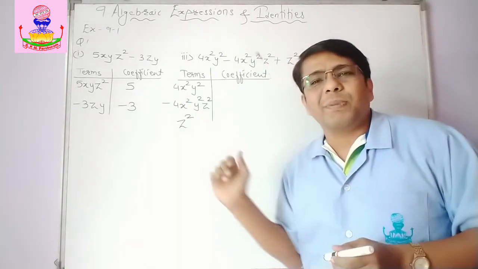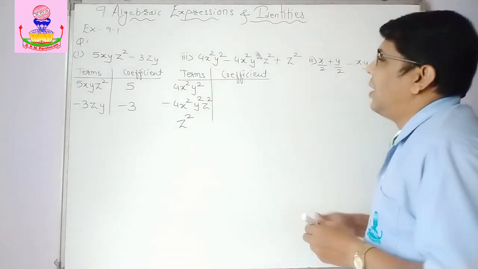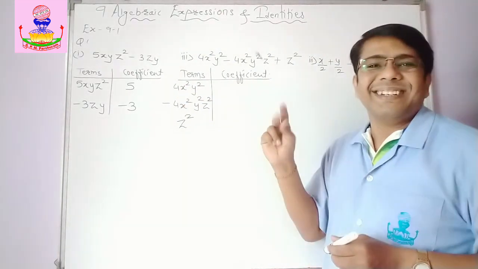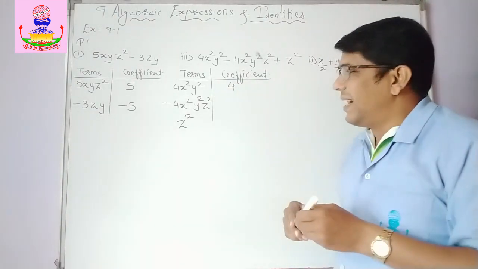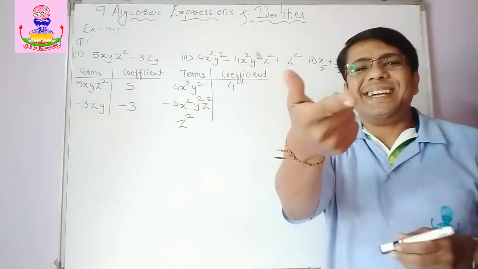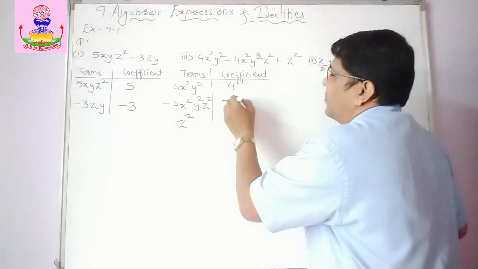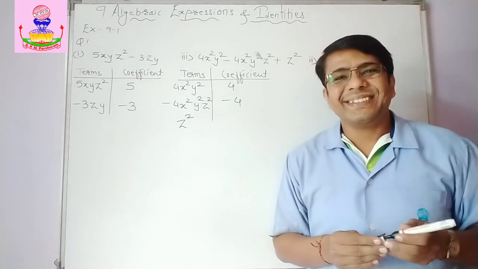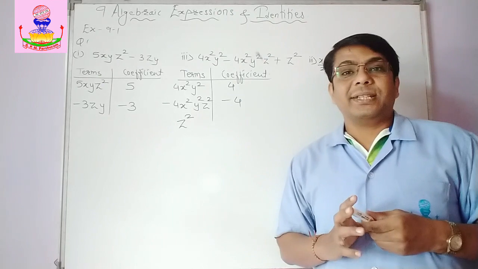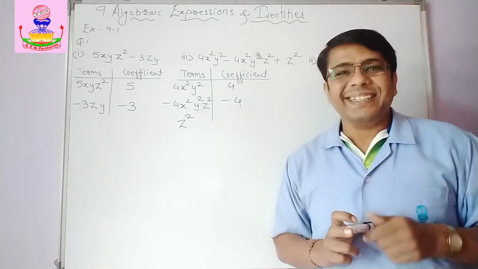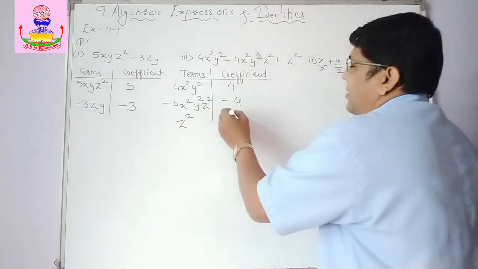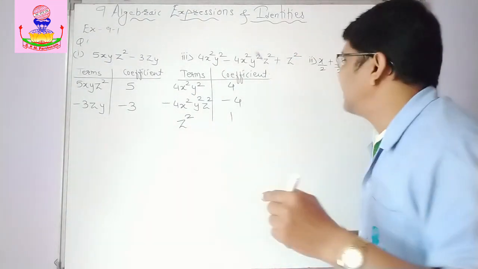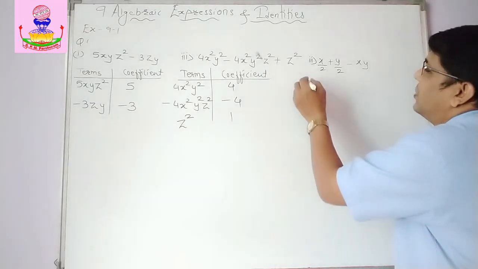So no need to write plus here. You know that. Okay. Now here, what is the coefficient? Yes, exactly 4. And here, oh yes, you are right, minus 4. And what is here? There is nothing. Is it? No, yes. What is there? Exactly 1. Right, you are absolutely right. There is 1 here.